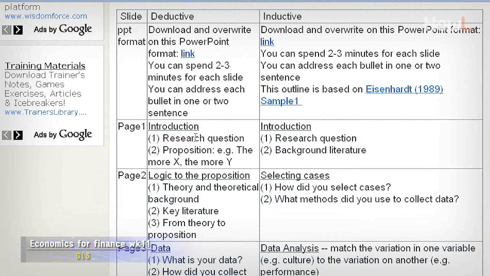First, the deductive one. Page 1, PPT slide number 1: research question, and you write down the proposition. The more X, the more Y. Page 2: logic to proposition. You have to explain how you derived the proposition. It is theory based, so there is a theoretical background, key literature, and you write down how you derive the proposition from those theories. So from research question, then theory, and then your proposition.